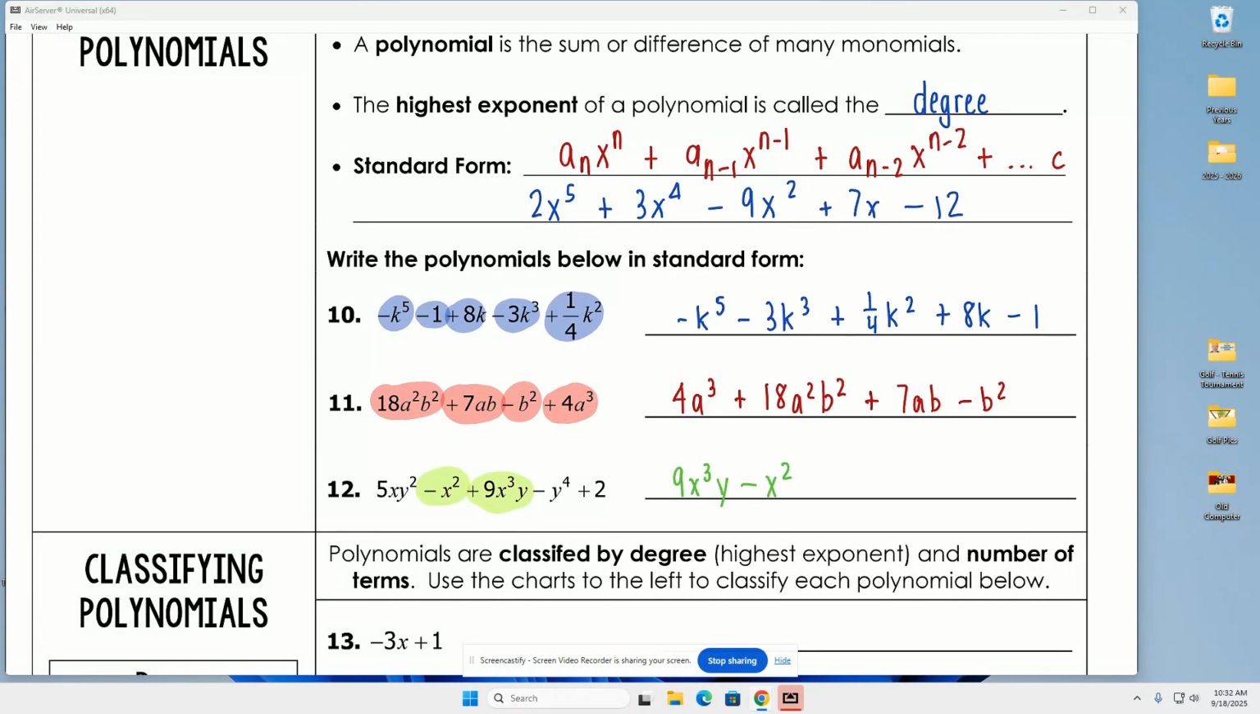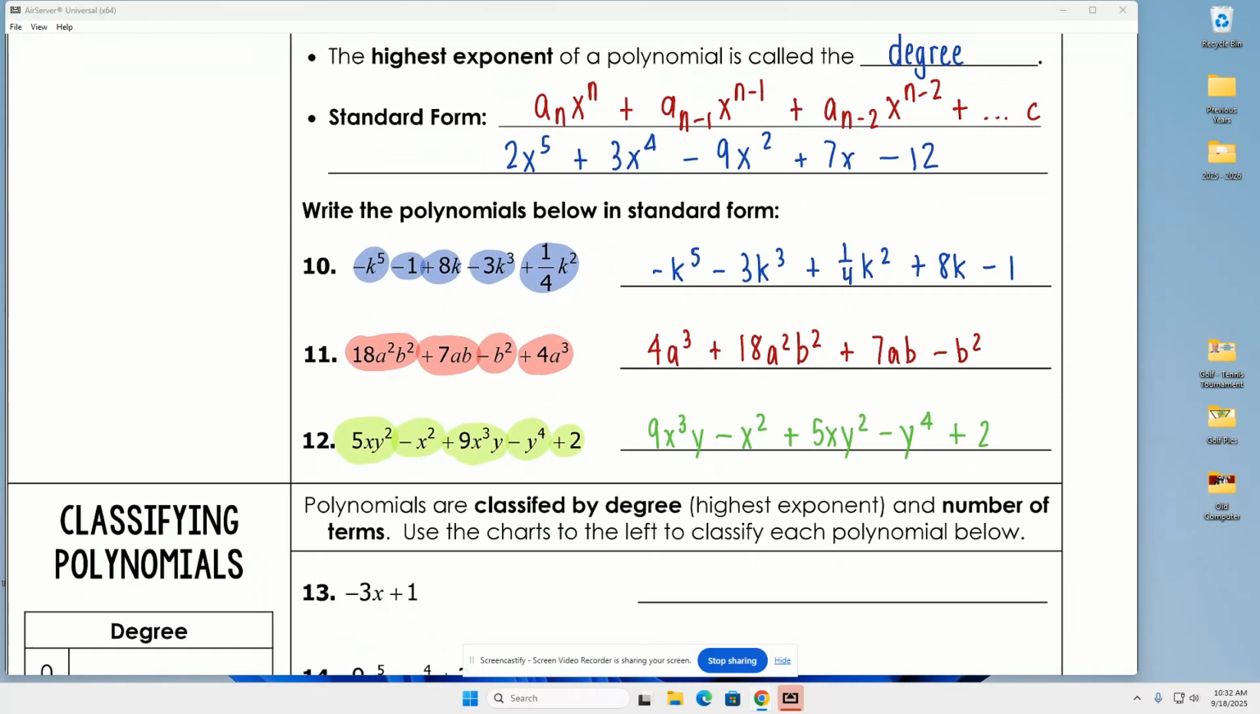Do we have an x somewhere? Yep, we've got positive 5xy squared. We have no more x's, but are we ready for our constant yet? No, there's one more term, which is our biggest y term, minus y to the 4th. And now we can finish it off with our constant. Our constant is always last.